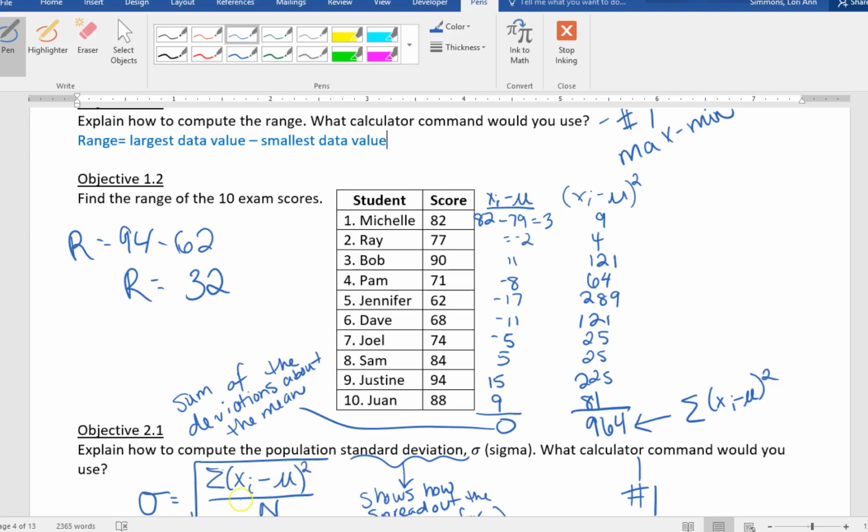That's this portion right here. Now that we have that equal to it, we can write 964. What is our n? Our n is 10 because we have 10 in our population. And then we take the square root. So when you get that, your standard deviation is 9.8.